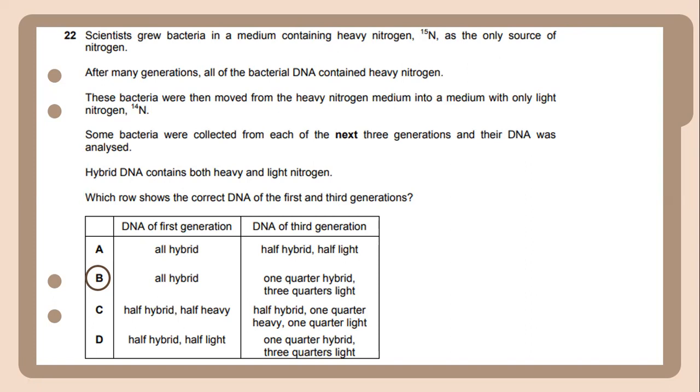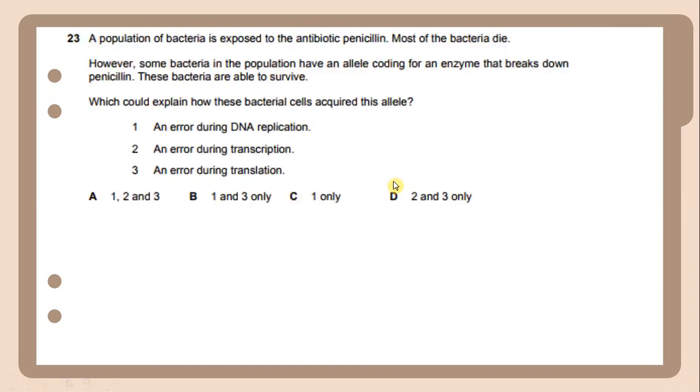And some bacteria were collected from each of the next 3 generations, and their DNA was analyzed. Hybrid DNA contain both heavy and light nitrogen. Which row shows the correct DNA of the first and third generation? The answer will be B.